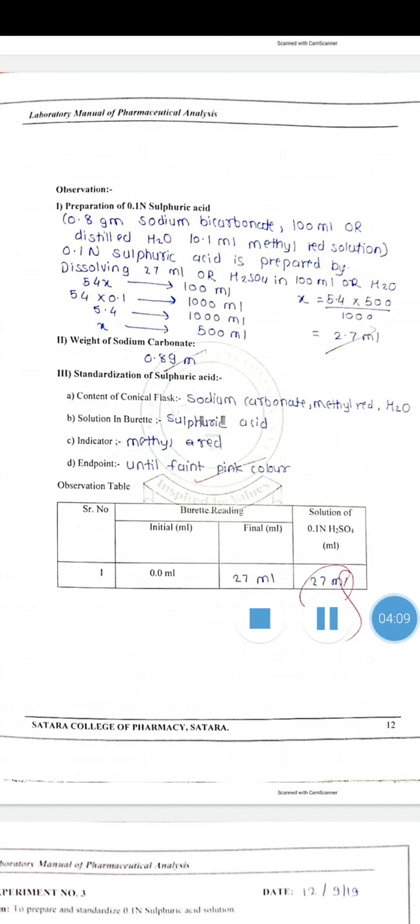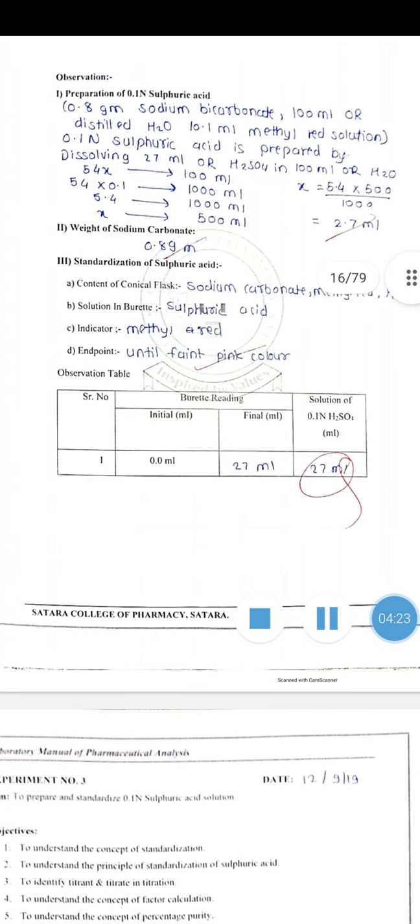This is the observation table. In the observation table, there are the initial and final burette readings and the solution of 0.1 normal sulfuric acid mentioned. And in this, the burette reading is taken.